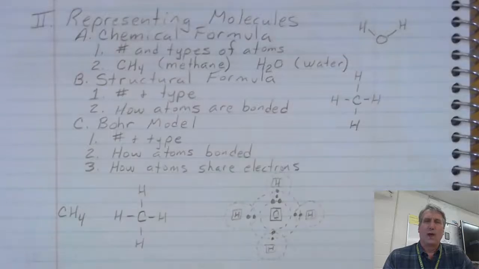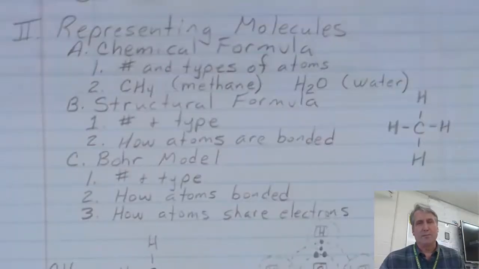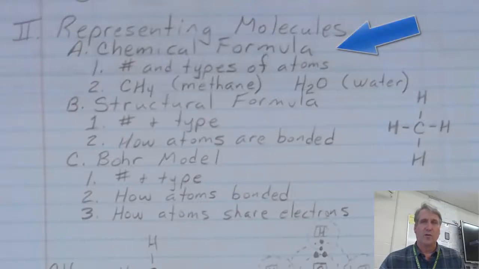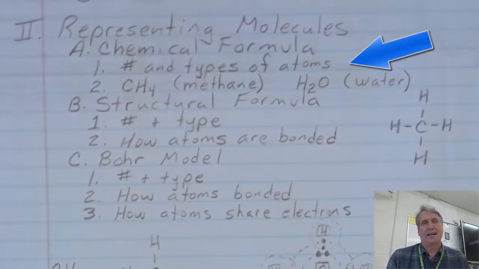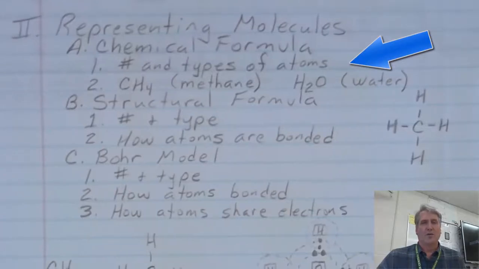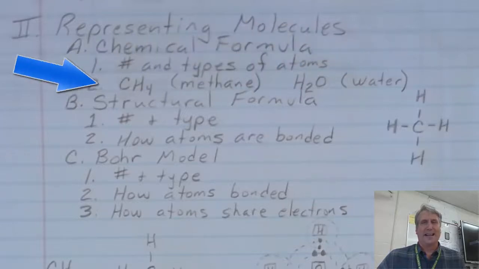There are different ways to represent molecules. The easiest way to represent a molecule is with a chemical formula. A chemical formula tells you the number and types of atoms that are in a molecule. For example, the chemical formula for methane is CH4. It tells us that there is one carbon and four hydrogens in a methane molecule.